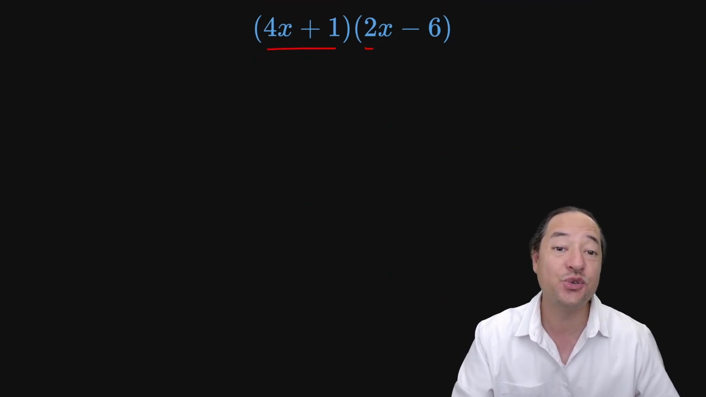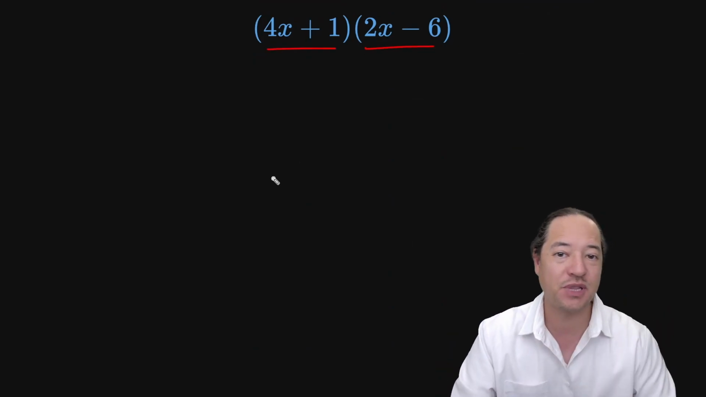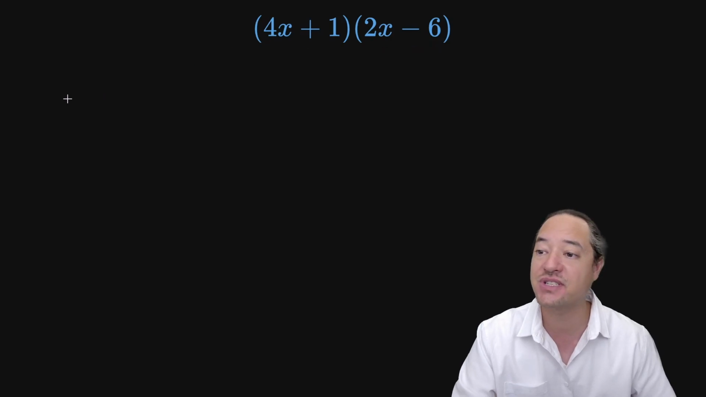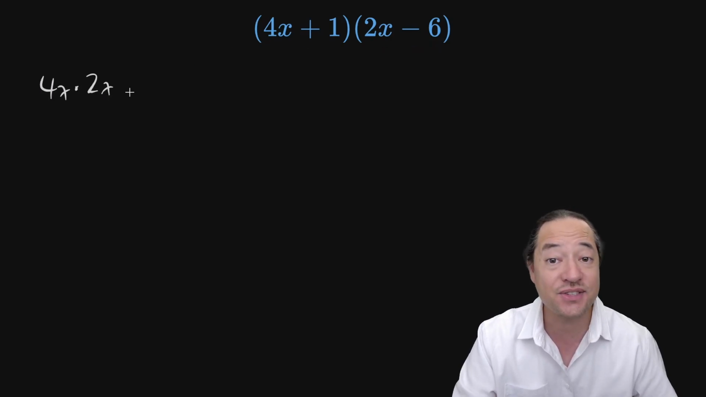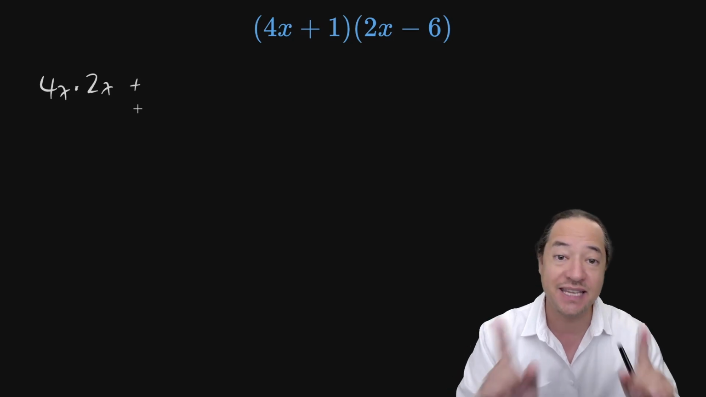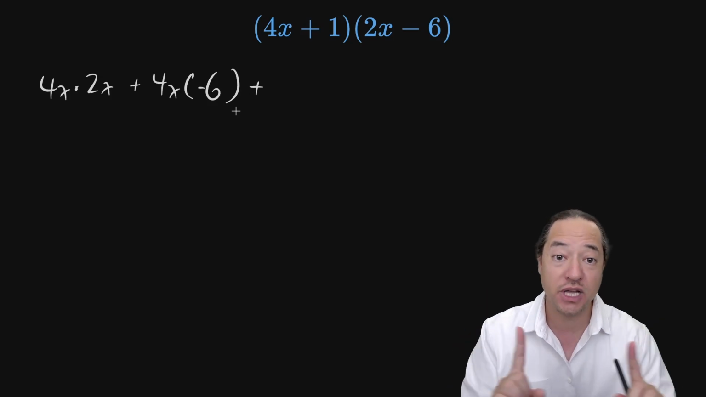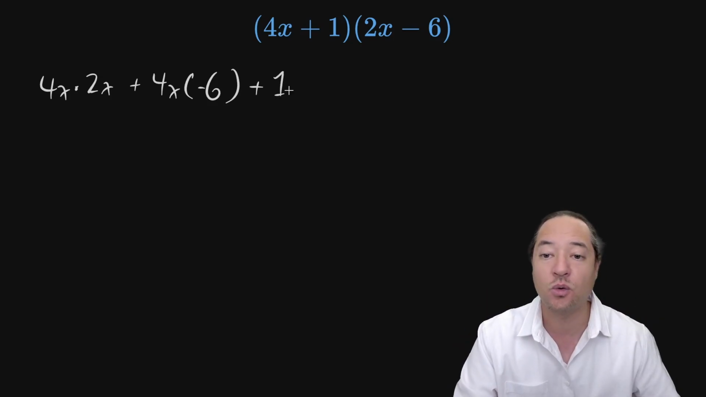All right, we have two binomials here that we're going to multiply together, and let's begin by multiplying these two first terms together. So that'll give us a 4x times a 2x. And then we're going to multiply the outer terms, so that's going to be a 4x times a negative 6. And then we're going to multiply the two inner terms, so that'll be a 1 times a 2x. And then the two last terms, so that'll be a 1 times a negative 6.